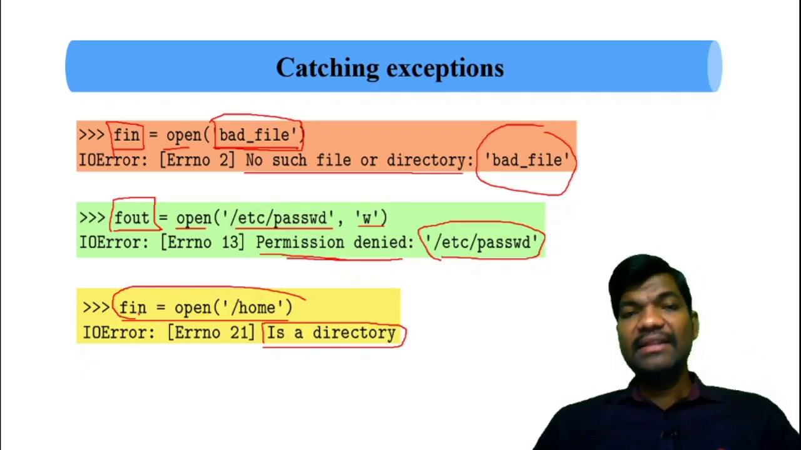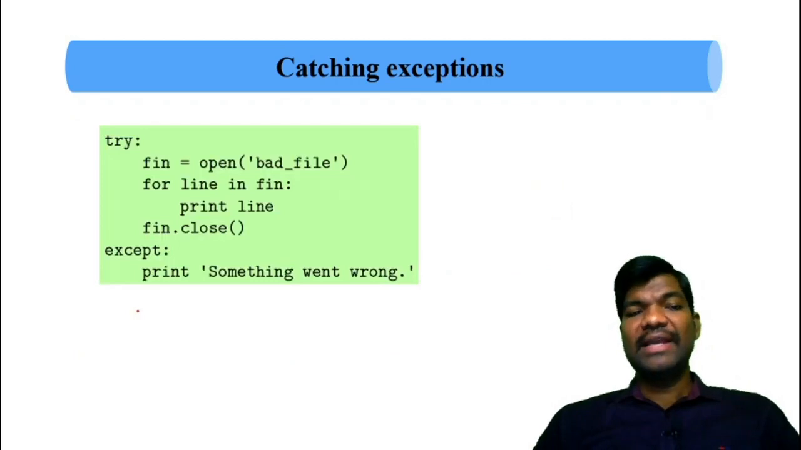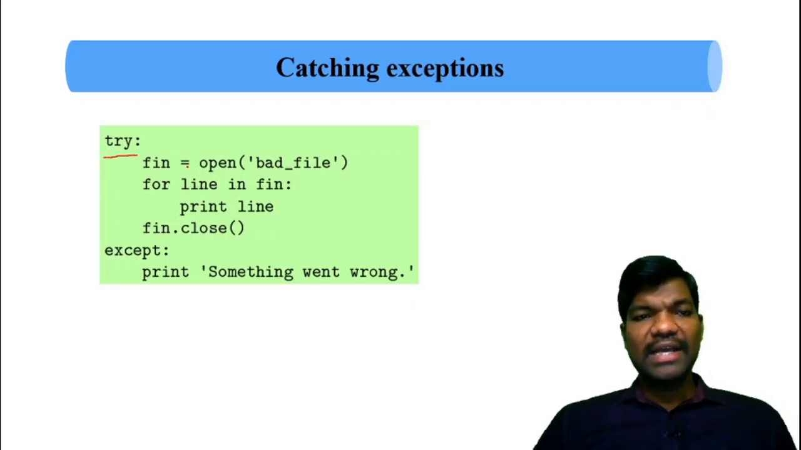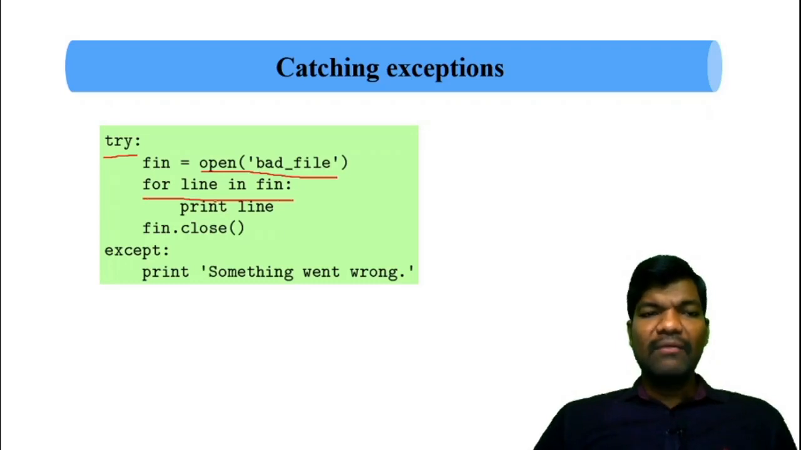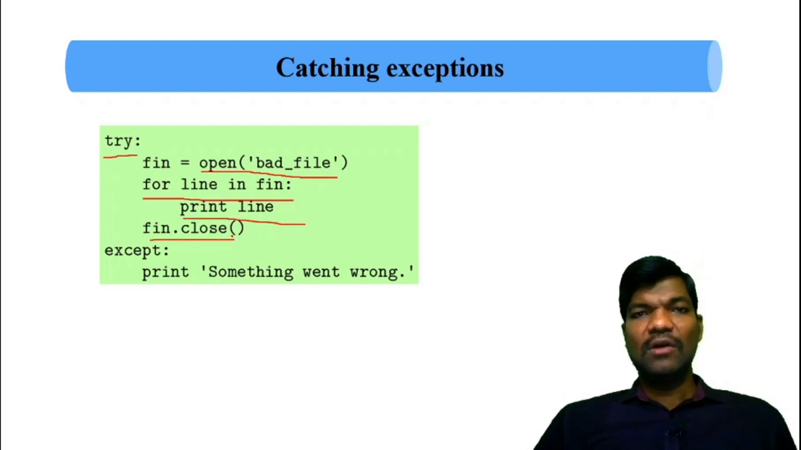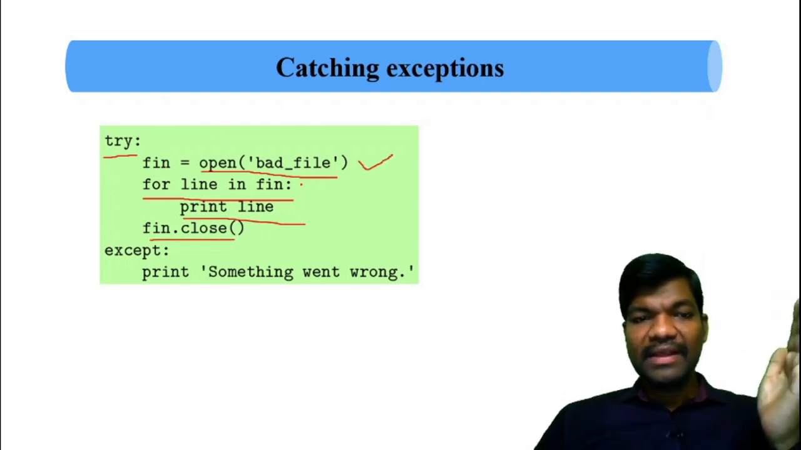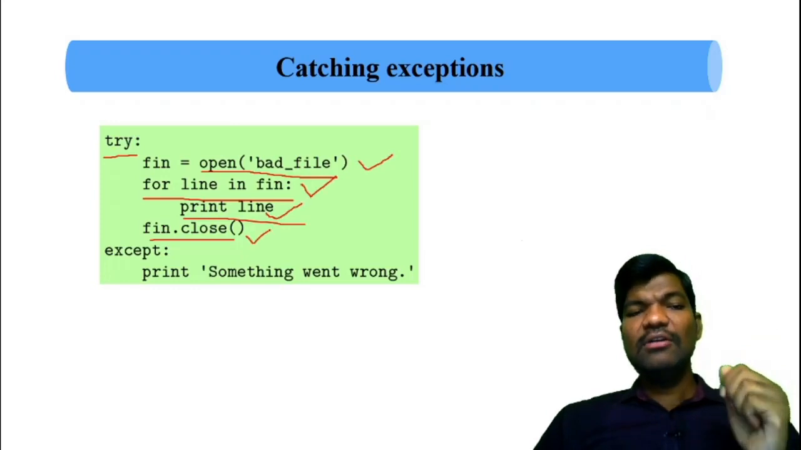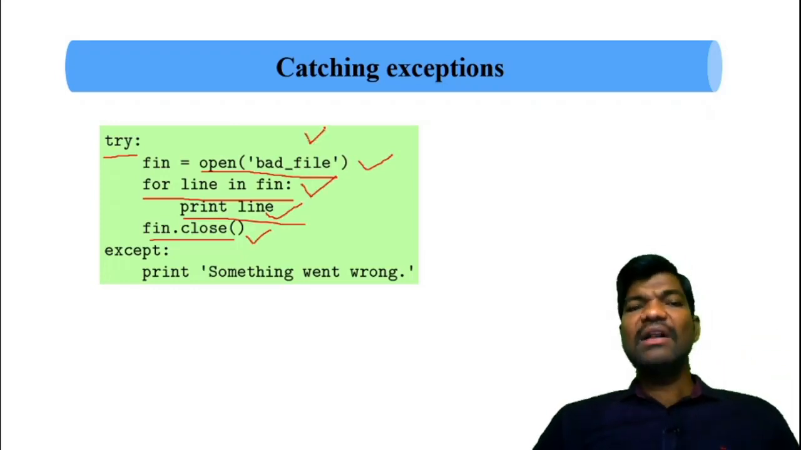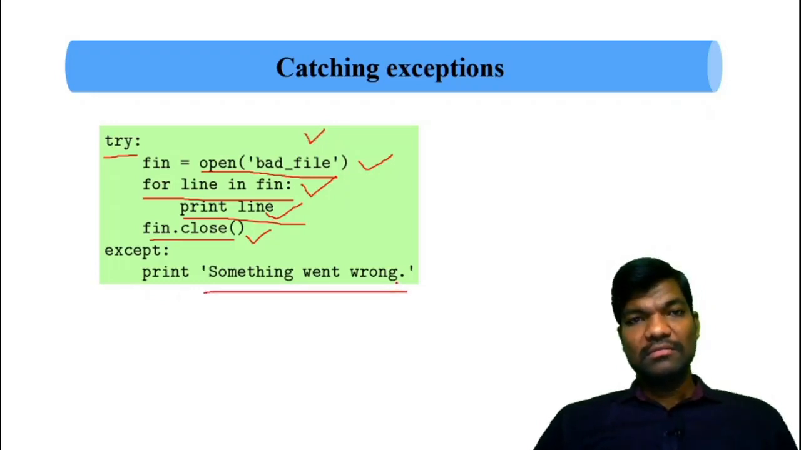So how to handle these exceptions? By using the try except method. Right? First you have to try. What do you have to try? Open this file. If the file is present, for line in fin, print the lines and then close the file. Open the file, read the lines, print the lines and close the file. If the file is not available, what you have to print? Something went wrong, right? So that is catching exceptions.